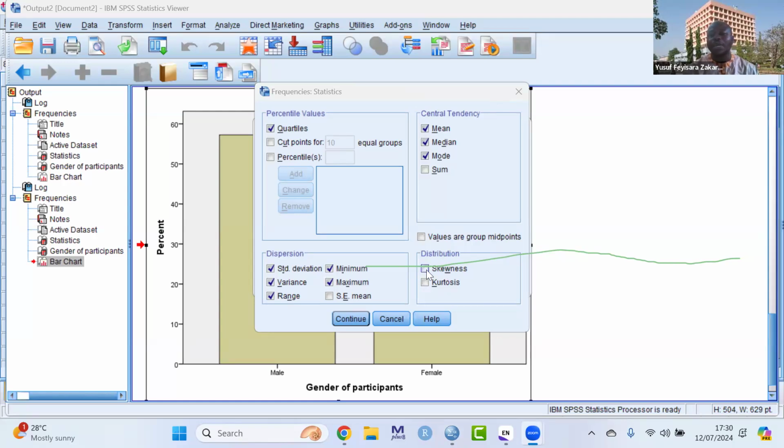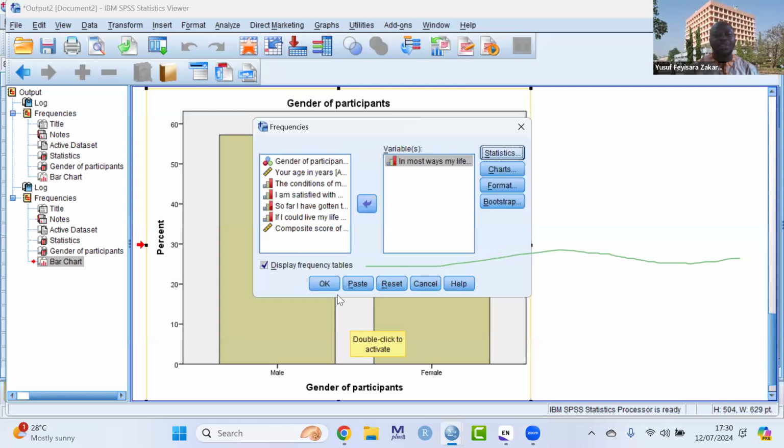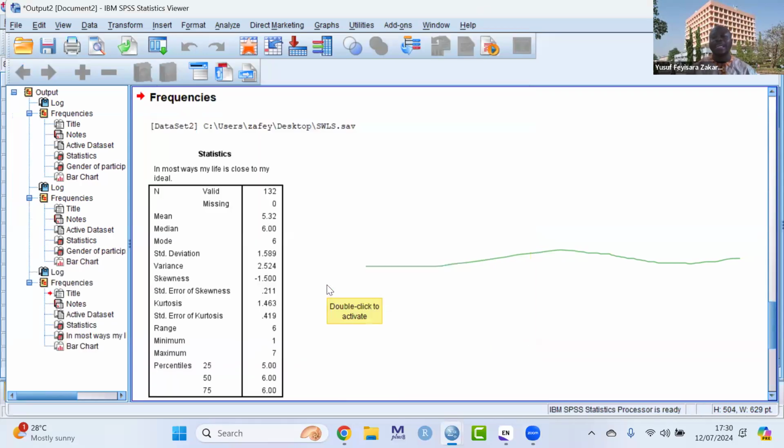So we can talk about skewness, whether it is skewed to one side or skewed to the other side. And then we can talk about kurtosis, which is what they call pointiness, whether it is pointing high, or it is flat, the height is very low. This is about kurtosis. So these things are something interesting that you can look into. I can pick the two of them. Then we click on continue. And then we click on OK. We expect to get more tables and more results this time around.